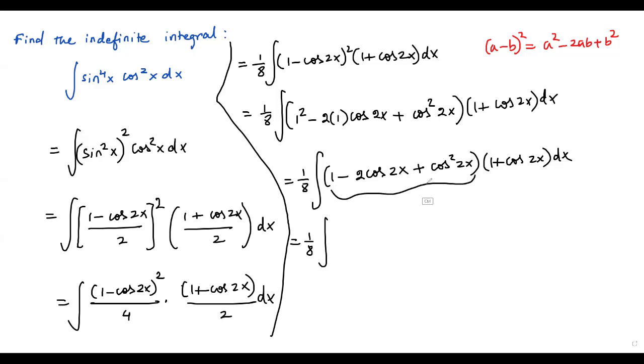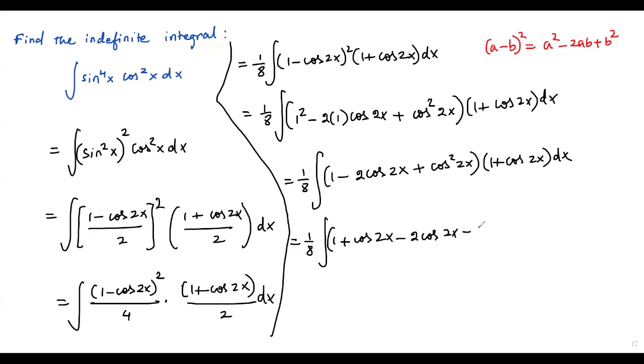For that we have to distribute this 1 to this 1 and cosine 2x. When I do so, I am getting 1 + cosine 2x. I just distributed this 1 to this 1 and 1 to this cosine 2x. So this is the result I am getting. Now I have to distribute this negative 2 cosine 2x to this 1 and this cosine 2x. When I do so, I am getting negative 2 times cosine 2x.